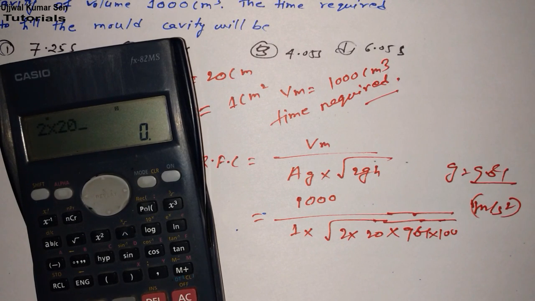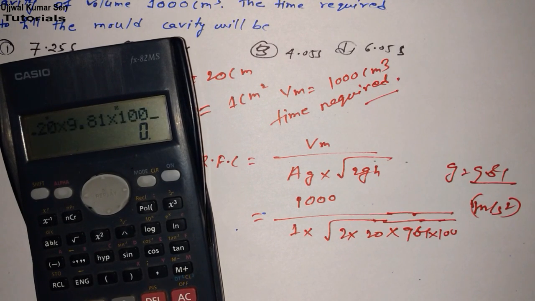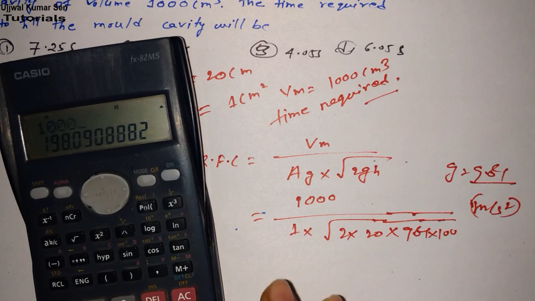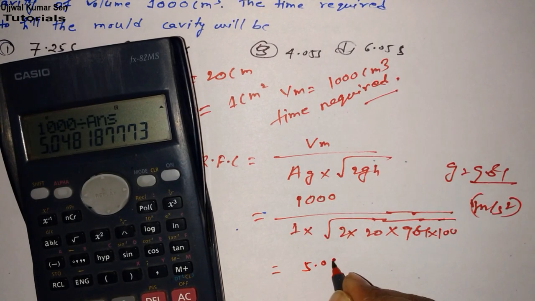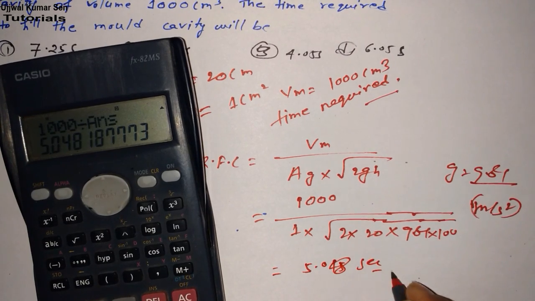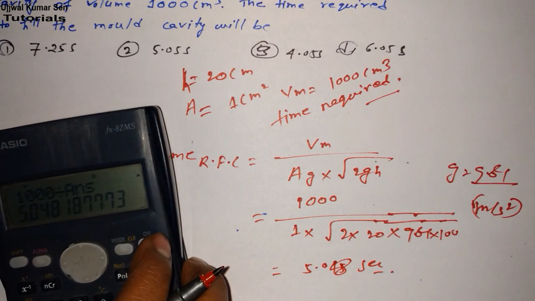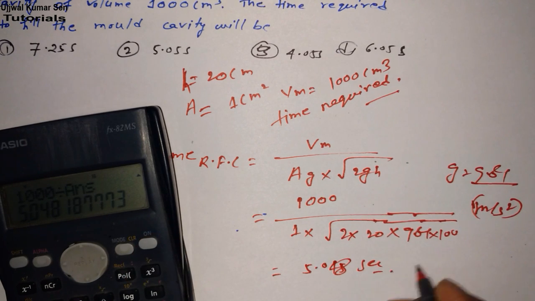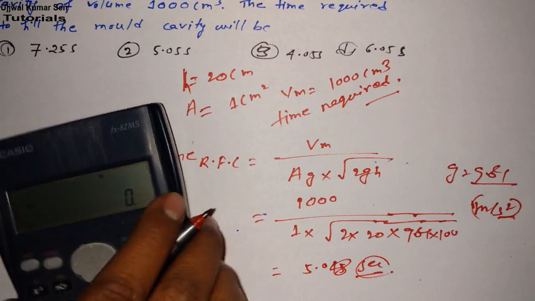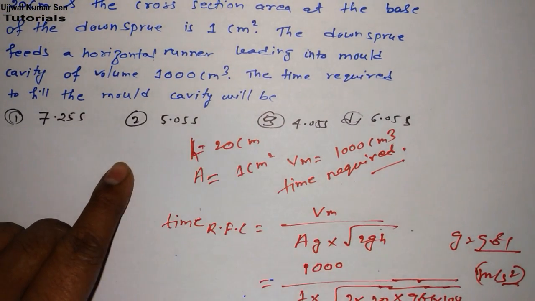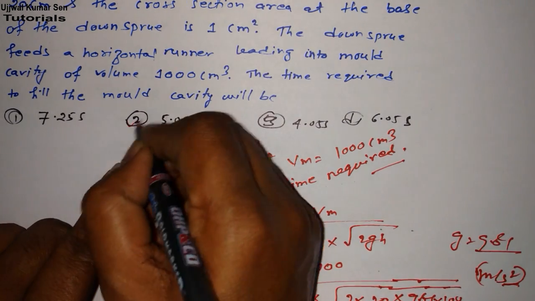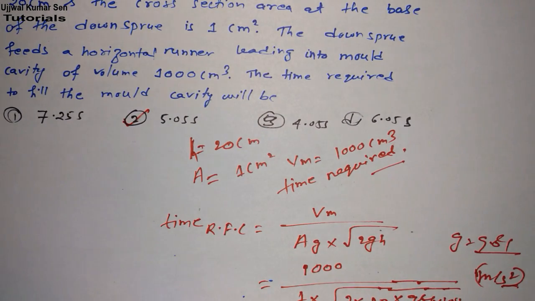So 2 into 20 into 9.81 into 100, take root and 1000 divided by that answer is 5.048 second. The required time is in seconds, so the answer comes in seconds. So the second option is the right answer.